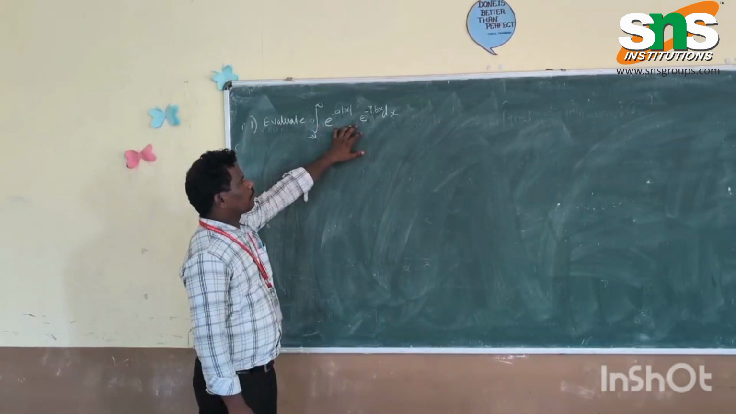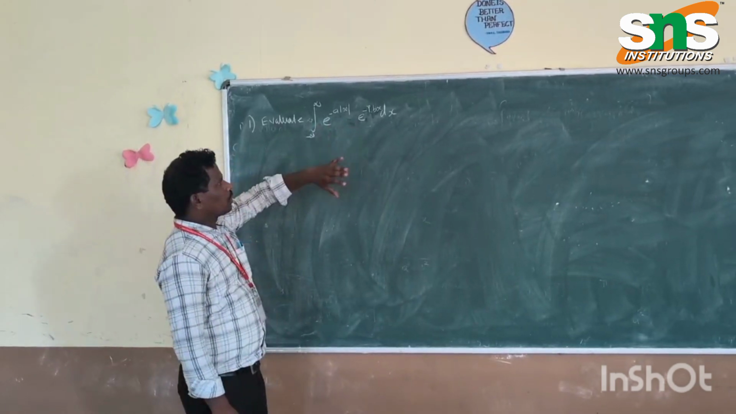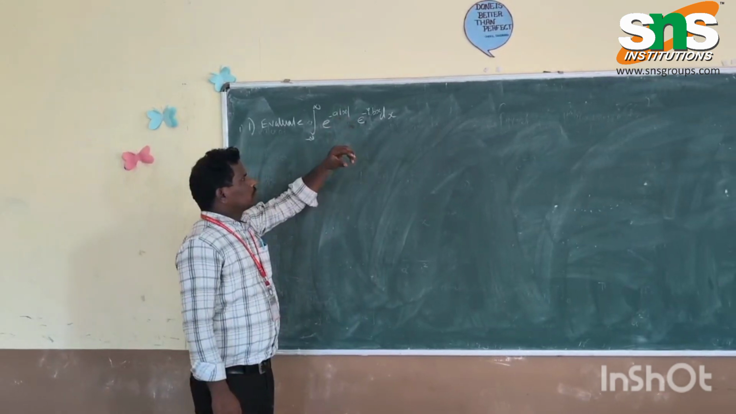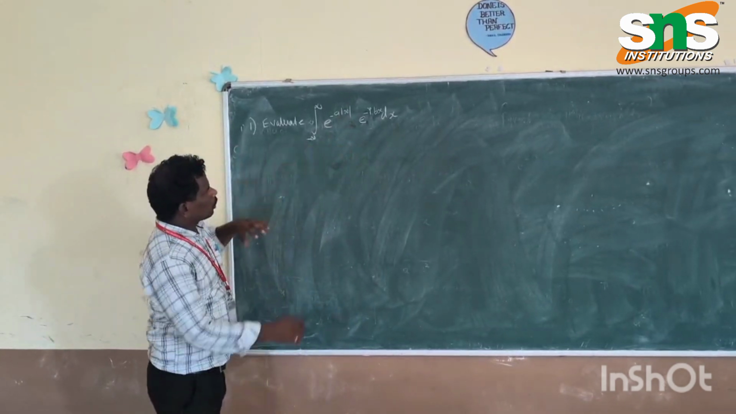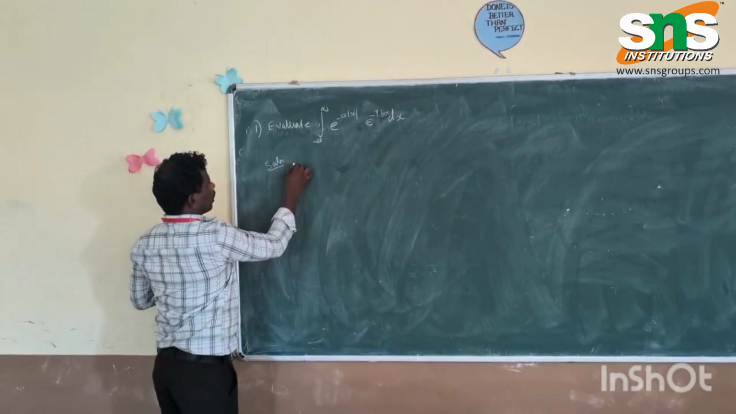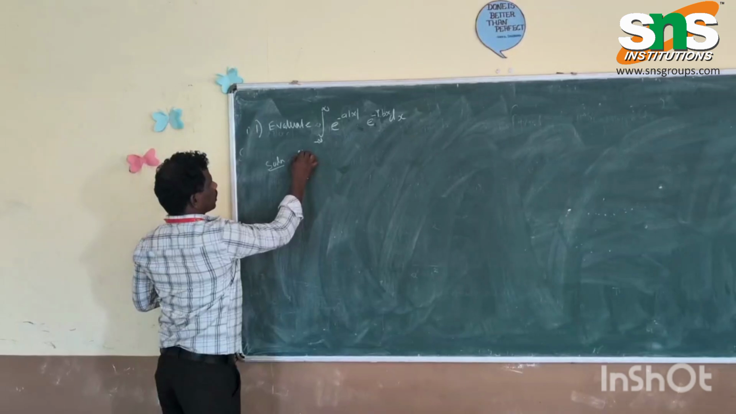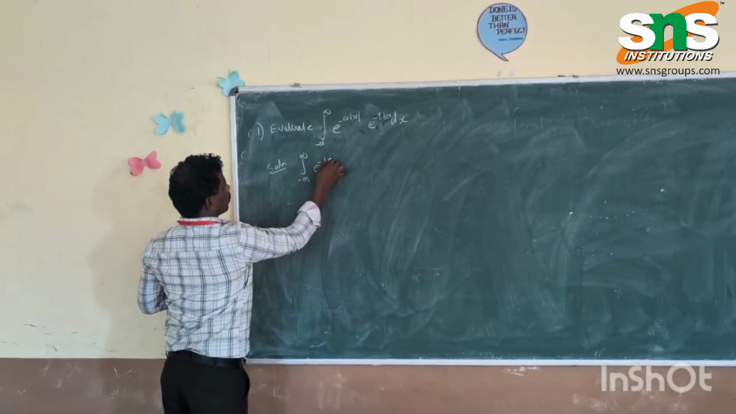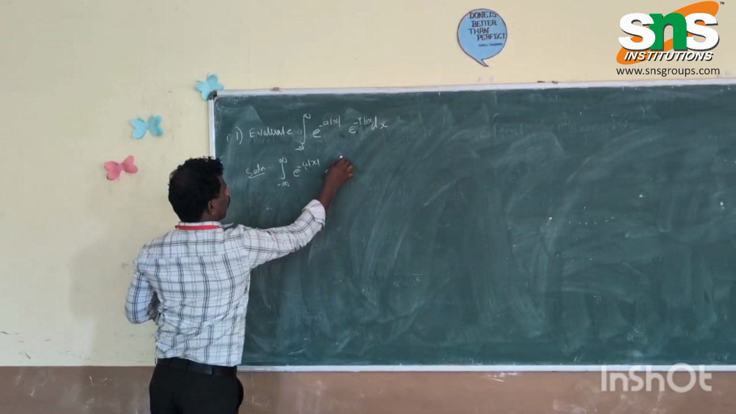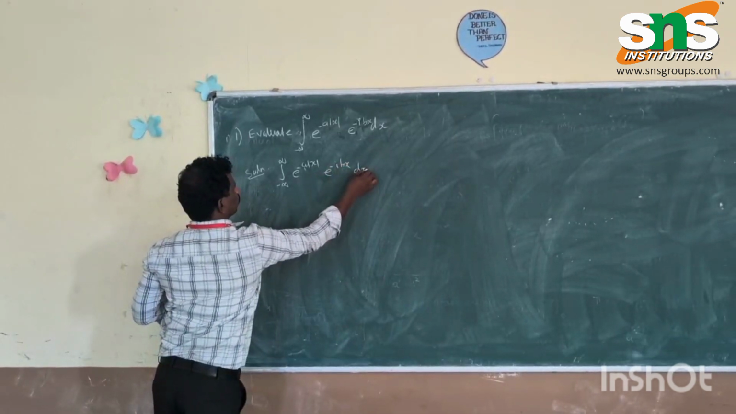There are two types of function. We can use e power minus a mod x. So how to solve this one? The given one is the integral from minus infinity to plus infinity of e power minus a mod x into e power minus i b x dx.